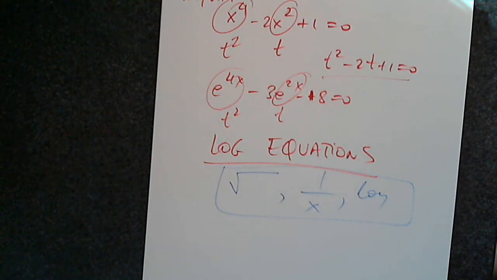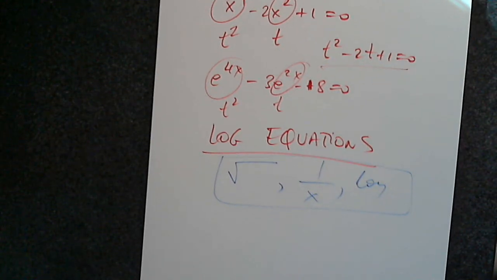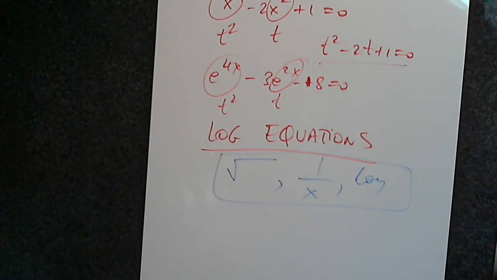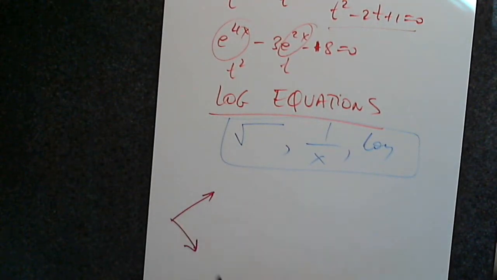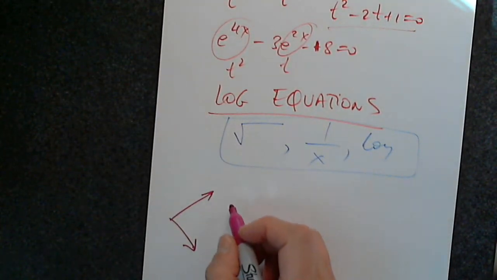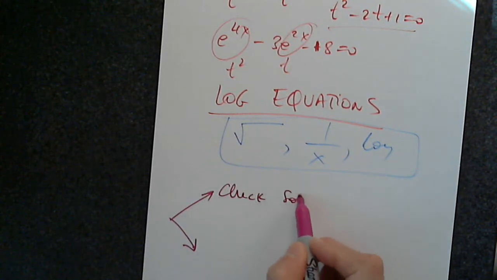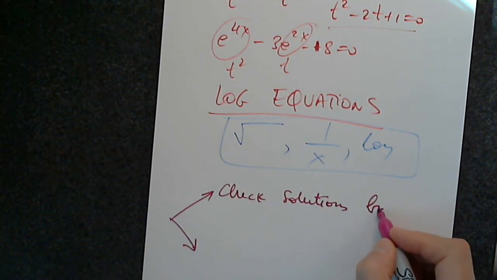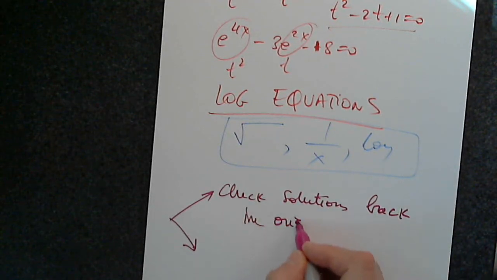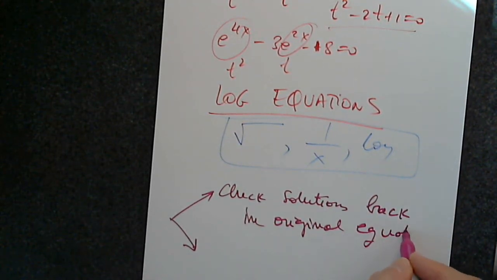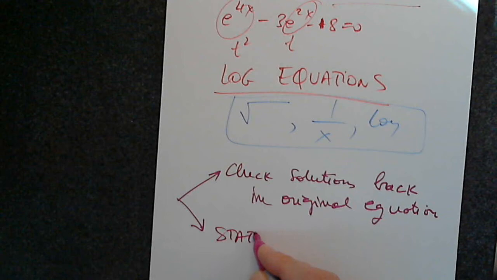We have two options for log equations. We either state the domain, or the second option is we check back in the original problem. So this is a must. Do I tell you or force you to use one or the other? No. But you have to use one or the other at all times. First possibility is check solutions, of course, back in the original problem, in the original equation. This is one possibility. And the other one, state domain.